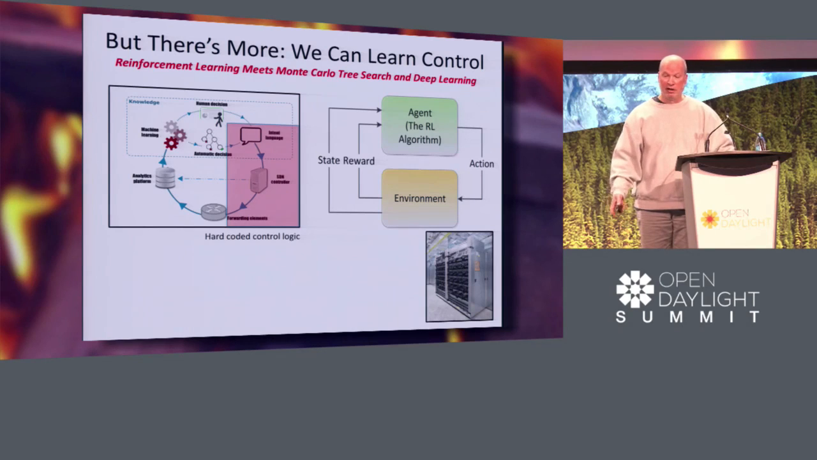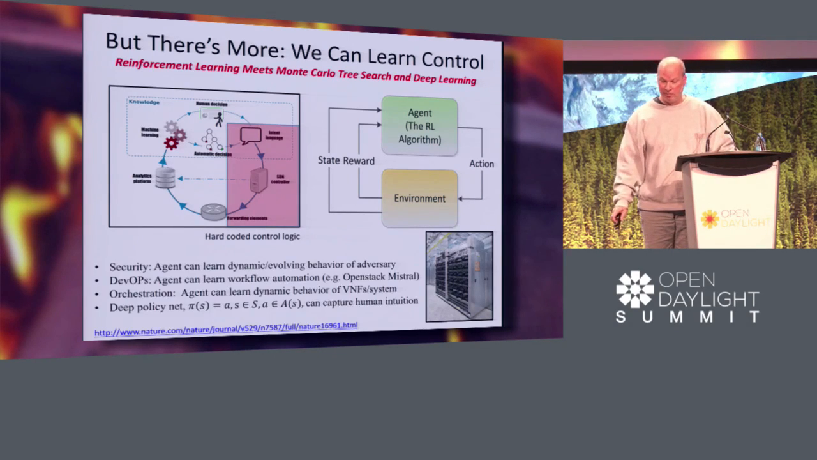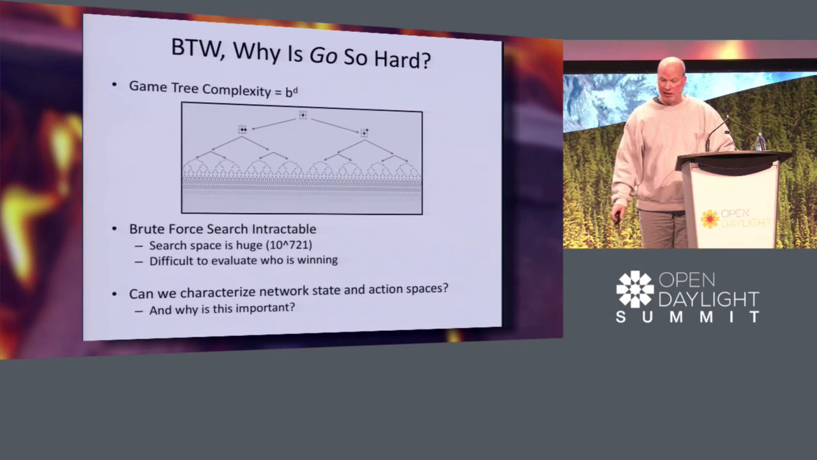In reinforcement learning, you have an agent. It can take some action. It learns from its action. That's the trial and error thing. So these are applications we can do. Let me just go one more.